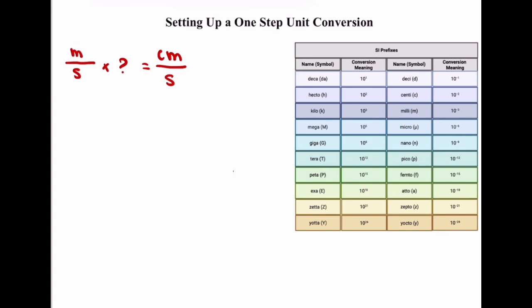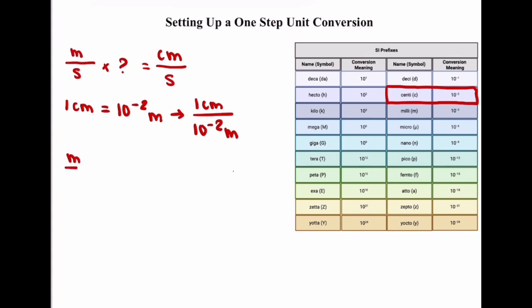So the first one is meters over seconds times what will equal centimeters over seconds. We can look at our chart and tell that centimeters conversion meaning is 10 to the negative 2, which can be rewritten as 1 centimeter equals 10 to the negative 2 meter. We can also rewrite it as a fraction for the sake of the problem, which would look like 1 centimeter over 10 to the negative 2 meter. Now we can just put it into our problem.